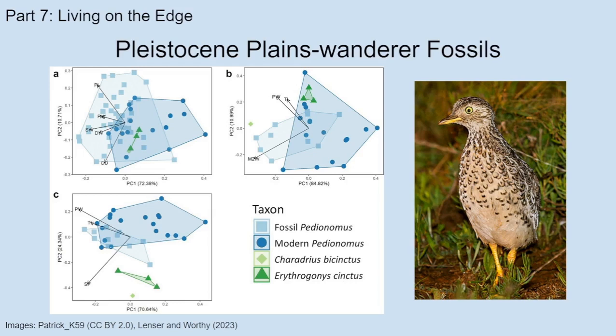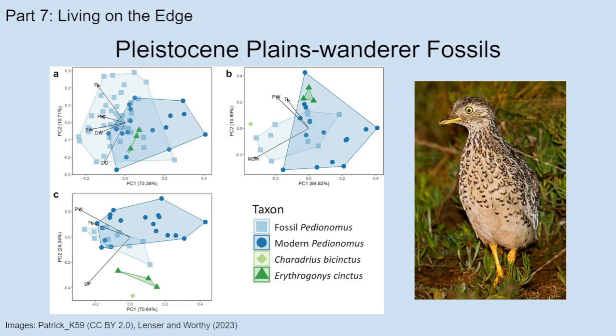And so what the authors of this paper found was that these fossils from the Pleistocene appear to have been, on average, bigger than the modern Plains Wanderer, but otherwise did not substantially differ from modern plains wanderers in any other respect of their anatomy that they looked at. And so this suggests that these were Pleistocene representatives of the same species as the modern plains wanderer.